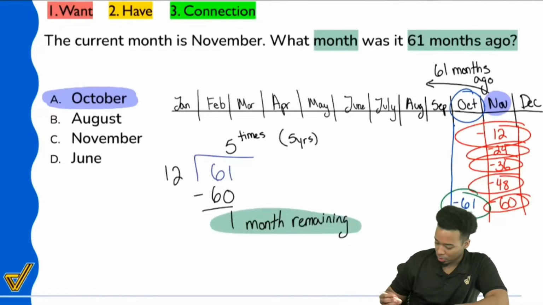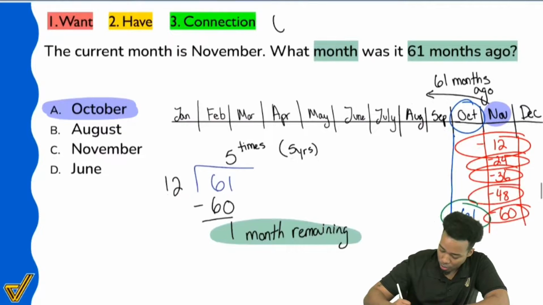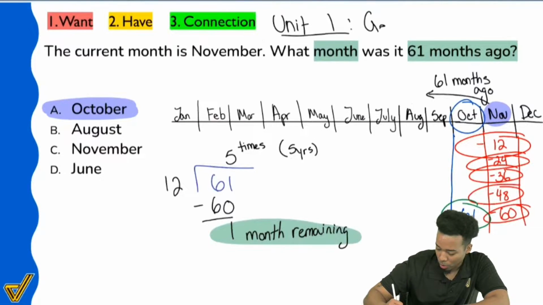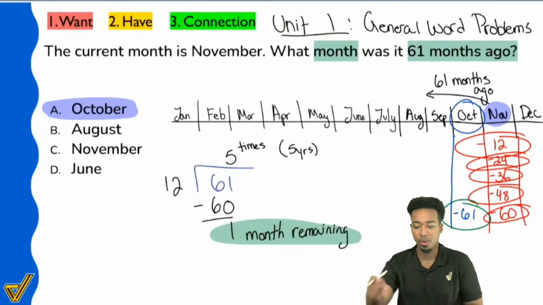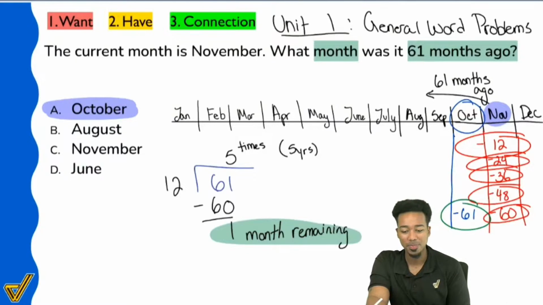So I'm going to mark the answer there. Again, the answer is A, October. And this is going to be part of Unit 1, General Word Problems.